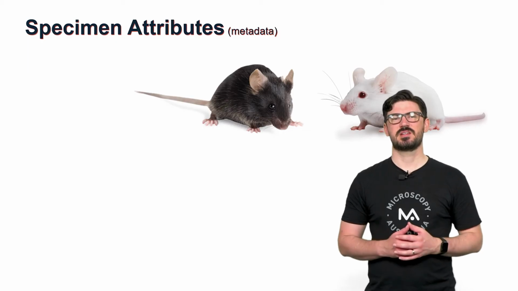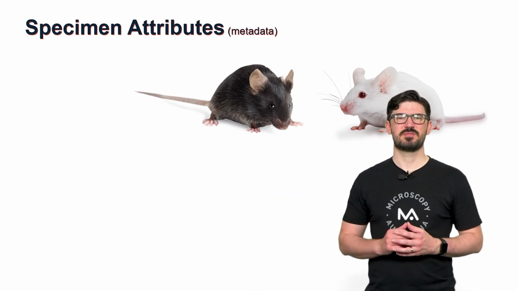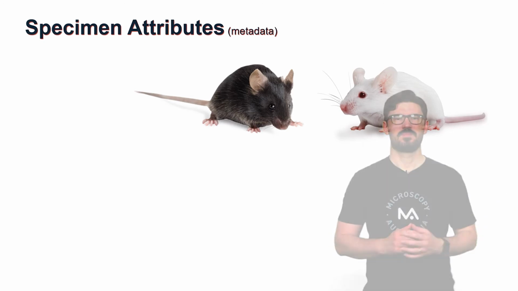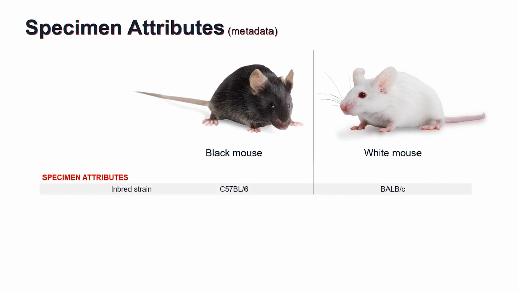Let us next consider these two laboratory mice. How do I know that the mouse on the left is different from the mouse on the right? And I hope this only took you a moment, but we can tell the mice apart because of their fur color. Scientifically, we may call this the mouse inbred or genetic strain. In this case, the black mouse is C57 black 6, and the white mouse is BALB/c.